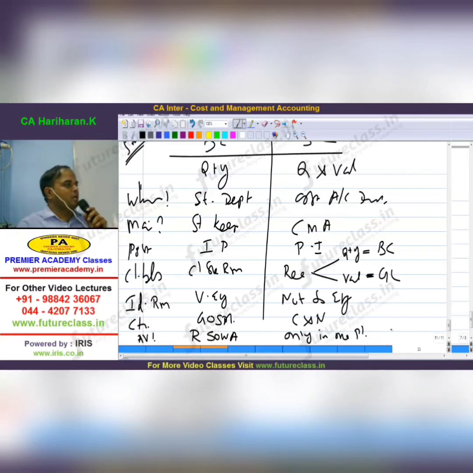What is the first difference? Bin card is a quantitative record; stores ledger is a quantity and value based record. Where will the bin card be? In the stores department.